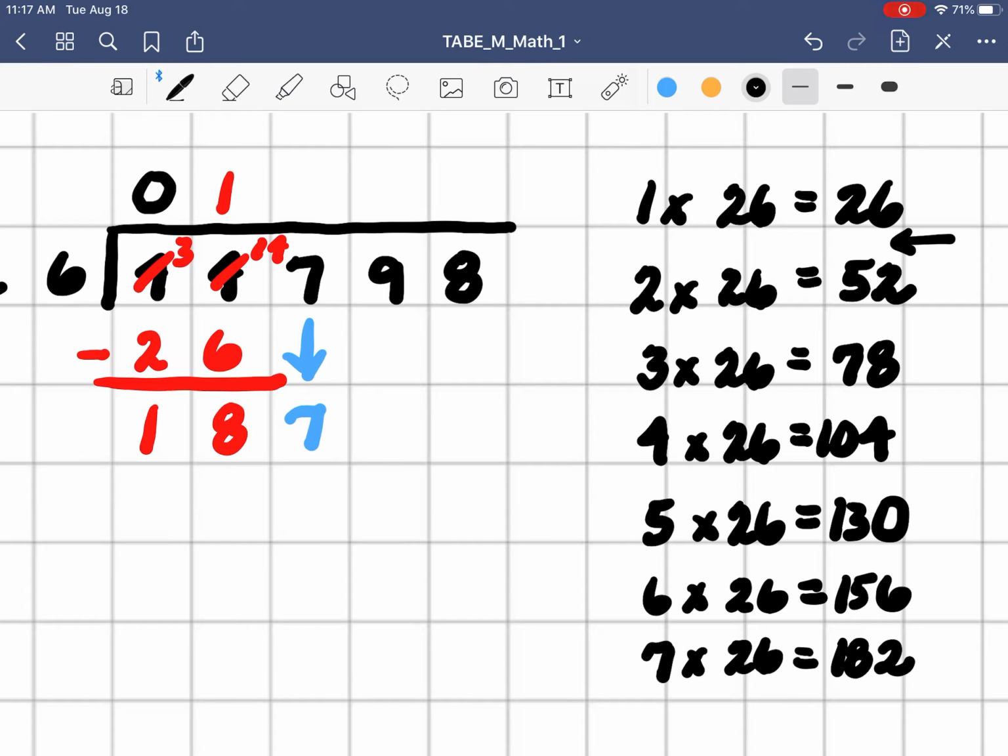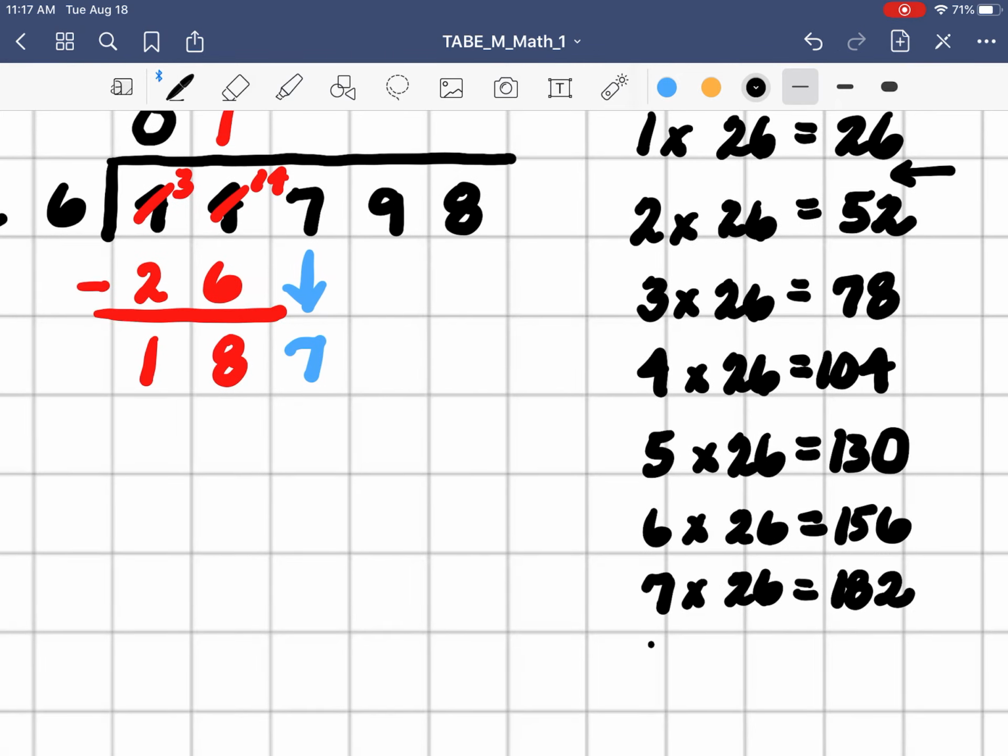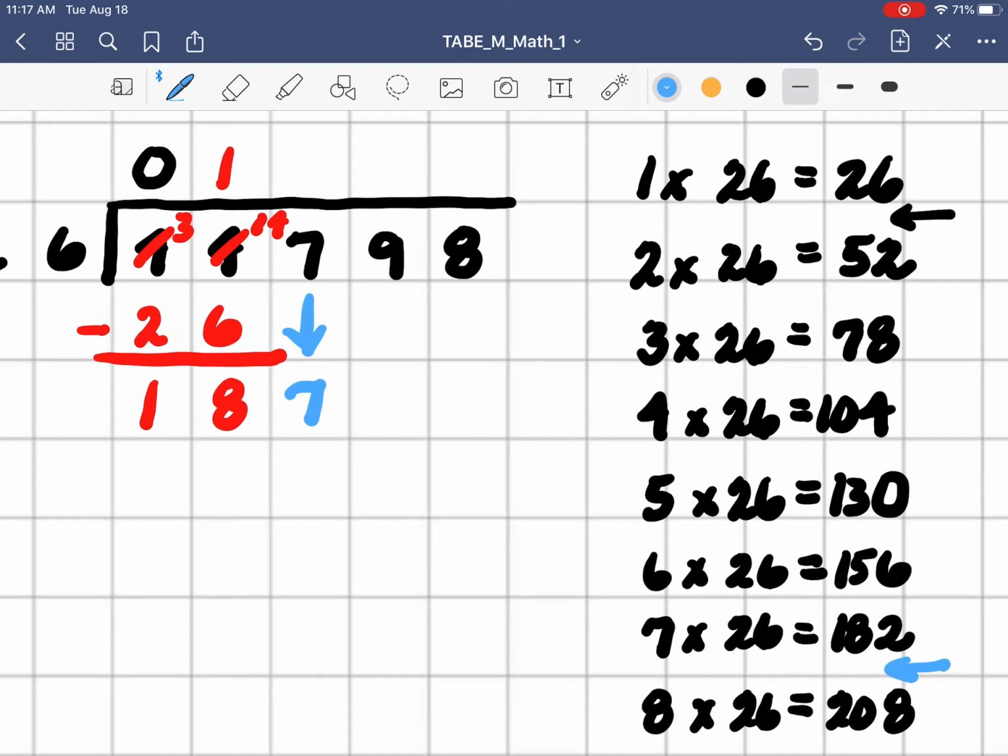Yes. And that's not quite enough. Let's go 7 times 26 just to be sure. Sorry, 8 times 26. 7 is the one we want, but let's see what 8 is going to give us. 8 and then 16, 208. Okay, so the one we want here is right there. It's going to be the 7. So it goes 7 times, and that's 182.